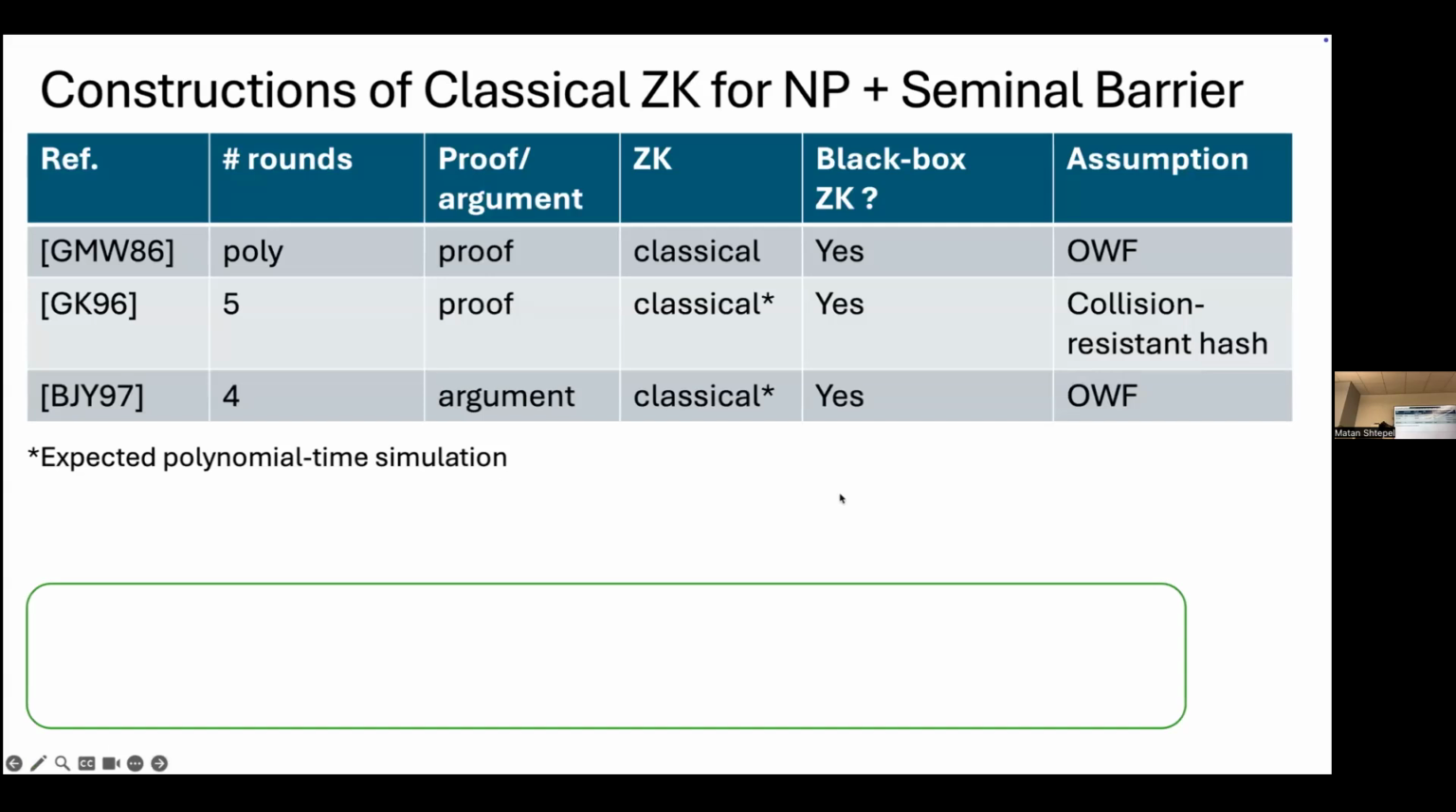Okay, so what are some results for classical zero knowledge? For now, everything is still classical. There's the seminal work where they put forward zero knowledge. They have polynomial rounds, and it's also a proof. The difference between proof and argument is whether the soundness is computational or statistical. But for this talk, that's not the focus. We will just say computational soundness is fine. And they only need one-way functions for their assumption.